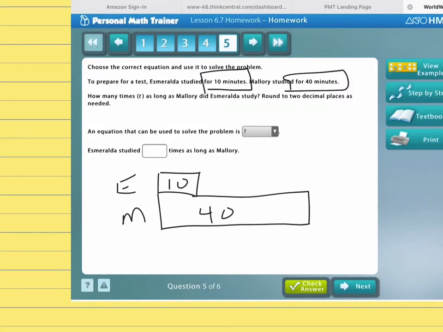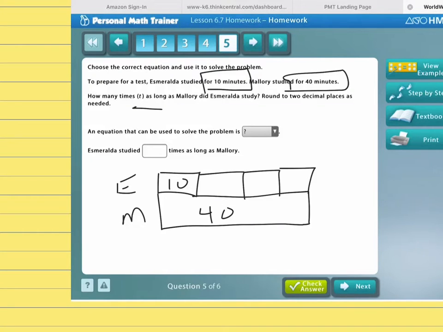How many times T as long as Mallory did Esmeralda study? So how many times, that's a tricky one. How many times T as long as Mallory? Esmeralda did not study as long as Mallory, so it has to be less than a whole number. So what part of 40 is 10? Well, I think that we see this.